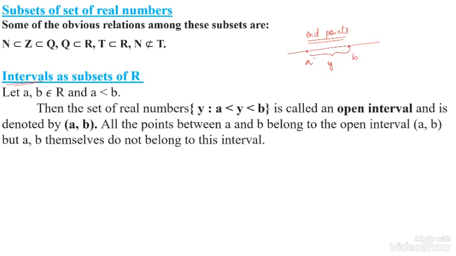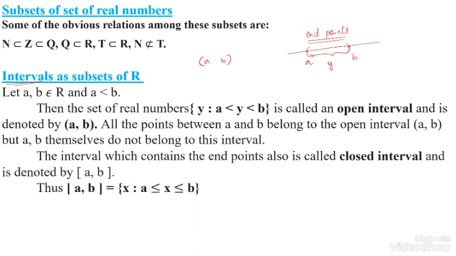This is called an open interval. So we will consider any number between A and B. That interval is called an open interval. Usually open intervals are denoted by the round bracket A comma B. Then all the points between A and B belong to the open interval (A, B), but A and B themselves do not belong to this interval. In an open interval, we consider the space in between the points A and B. The points A and B do not belong to this interval. That is called an open interval.